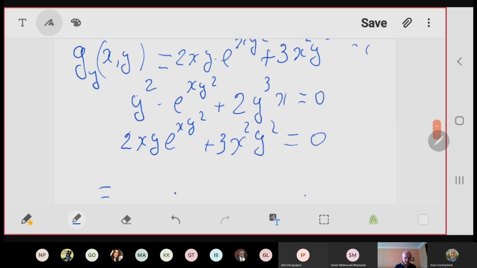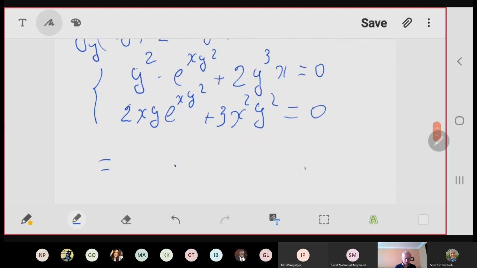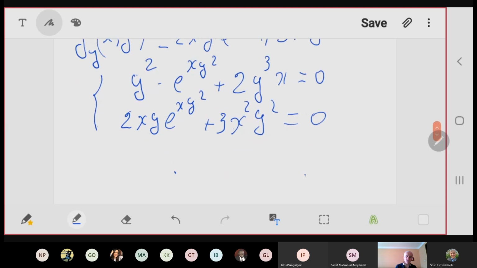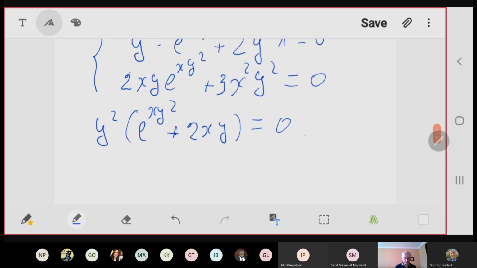But now we should solve these equations simultaneously, and to solve them, we can factor out y square from the first equation, and we have y square times (e to power x y square plus 2xy) equals 0. And from the second equation, we can factor out x times y.